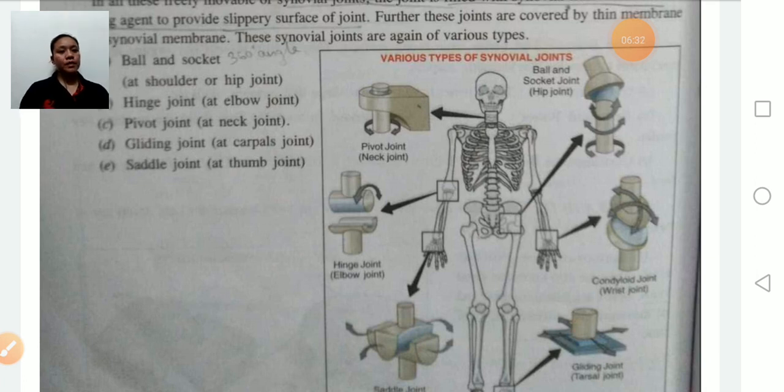Pivot joint is present at the neck. Pivot joint is present only at the neck, and it provides rotation movement.